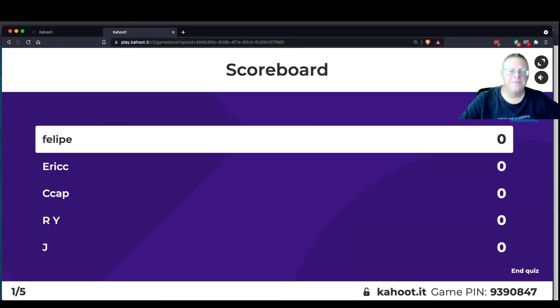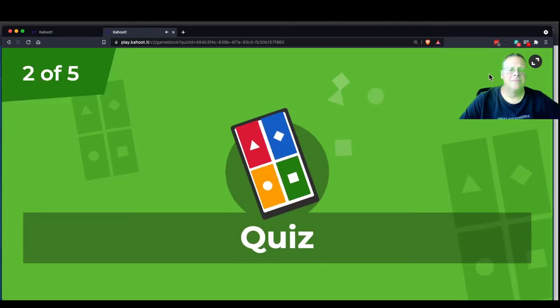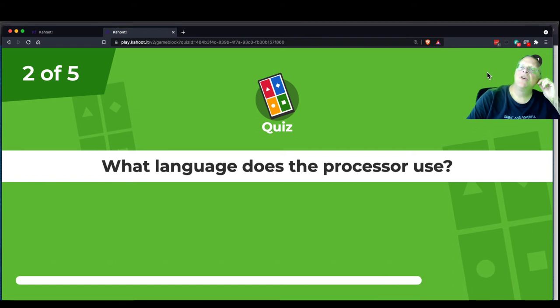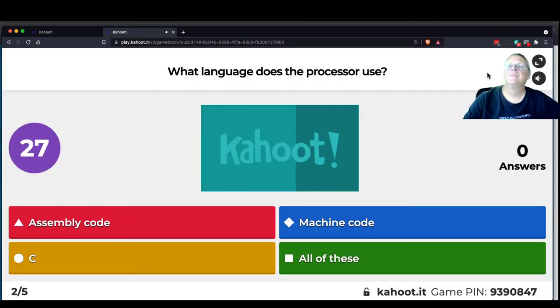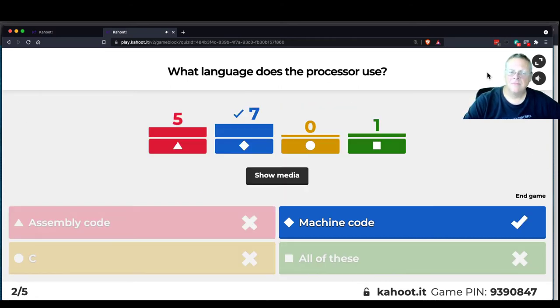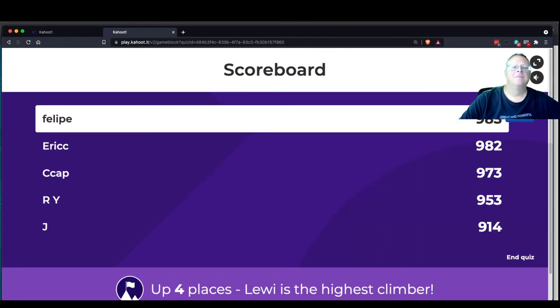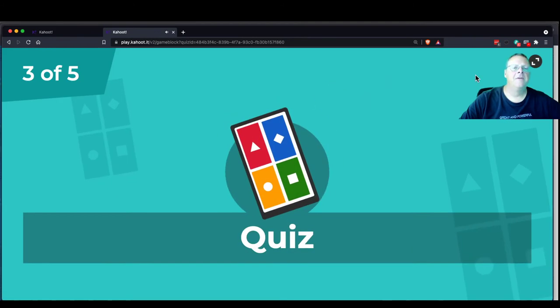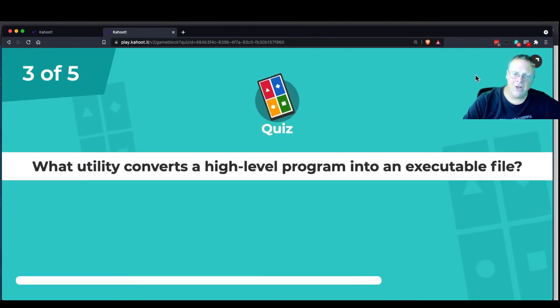All right, let's move on. What language does the processor use? The only thing the processor knows is machine code. All this other stuff has to be converted to machine code before it can run. All right, what utility converts a high-level language into an executable file?